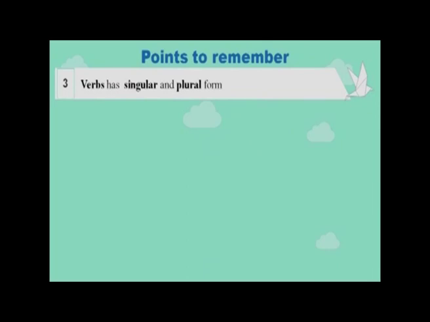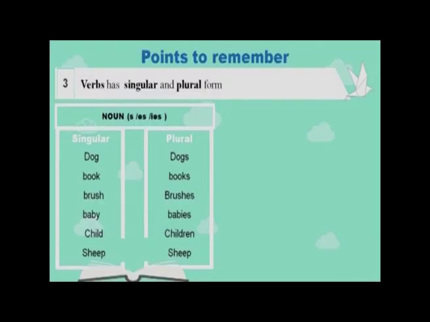Now, let's come to the third point. The third point that you should remember is, just like subject has plural form and singular form, even the verb has singular and plural form. To understand more about singular and plural form of verb, first let's look at the table here. In this table, these are nouns in singular and plural form. Nouns can be made into plural form by adding s, es or ies to the singular form.